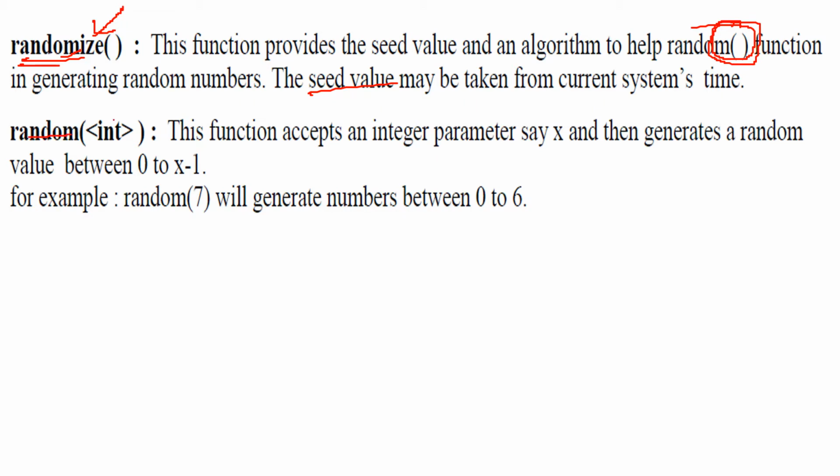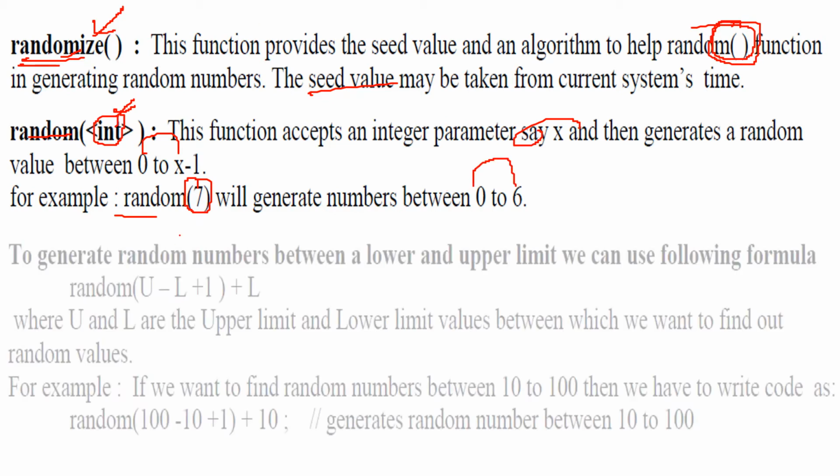Now this is random. Inside this function takes an integer parameter, say x, and generates a random number between 0 to x minus 1. Please understand, 0 to x minus 1. That means if you have random(7), this is going to generate a number between 0 to 6.